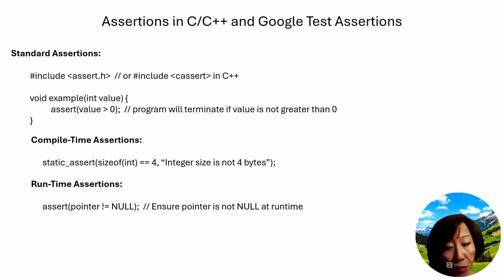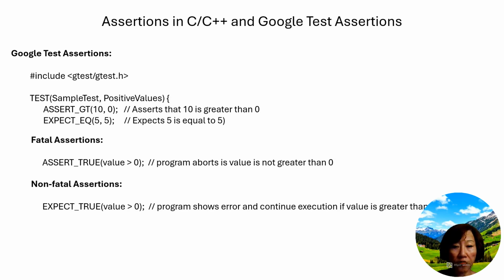A runtime assertion will be done at runtime. Here it asserts that the pointer is not equal to null. So at runtime, if the pointer is null, it asserts. So this is the native C++.